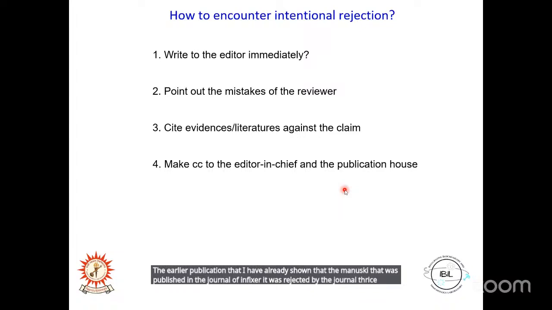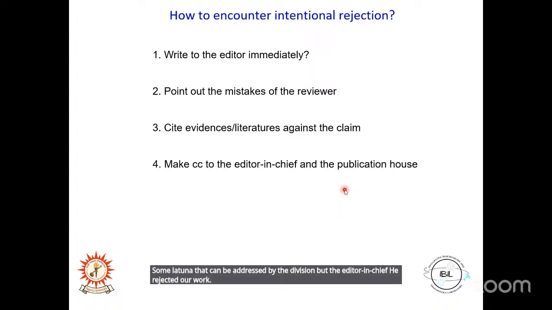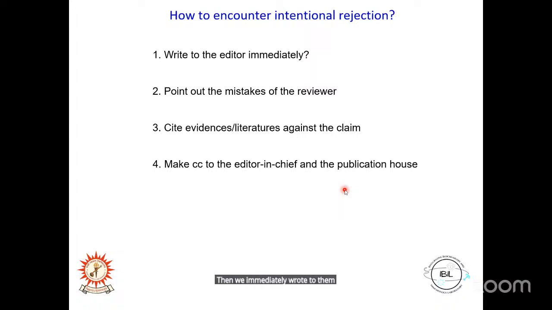The first time, both the reviewers actually appreciated our work, and they pointed out some lacuna that could be addressed by revision, but the editor in chief rejected our work. Then we immediately wrote to them that these are not the points, and we can definitely resubmit the work after the revision. So again we resubmitted it. Then again it was intentionally rejected.